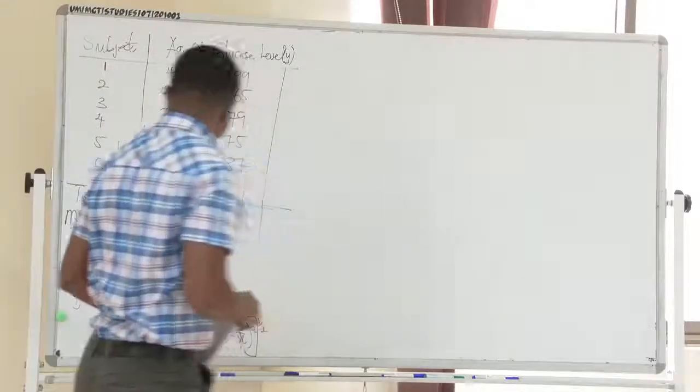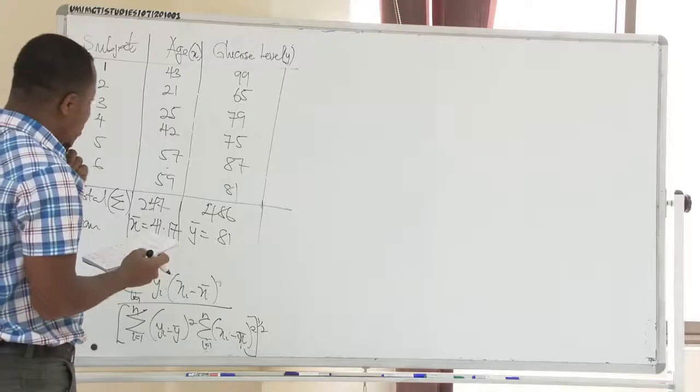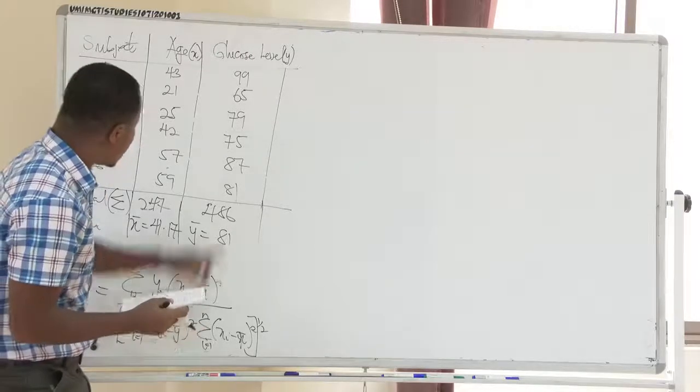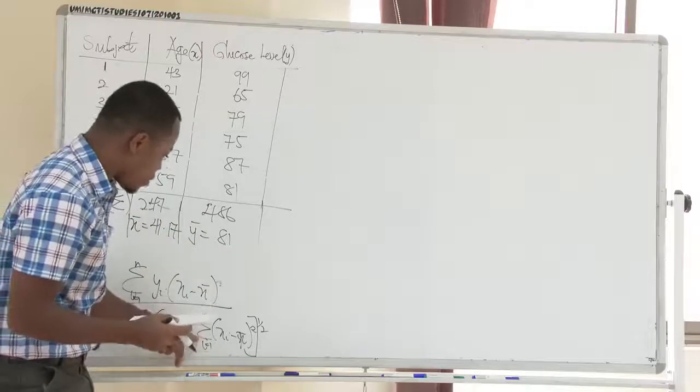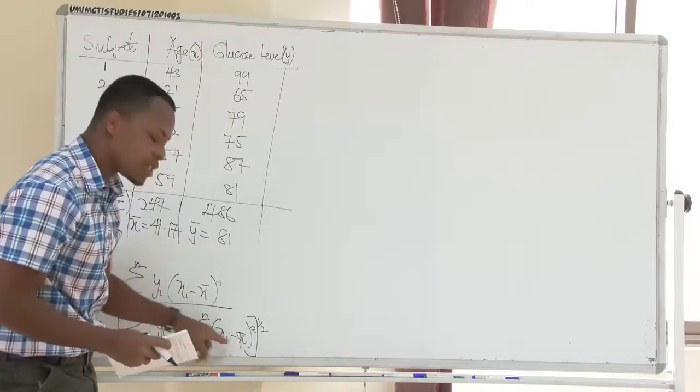Okay. Now let's see how to get these portions of the variables that we have. Now remember that before we get any of this, first of all we have to look out for the difference between each observation and the mean.